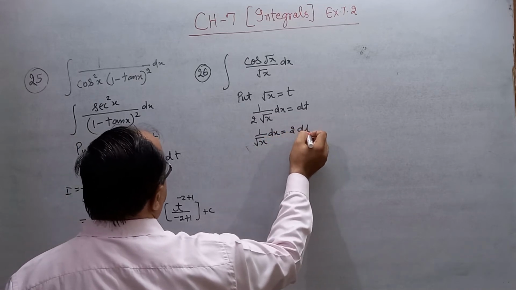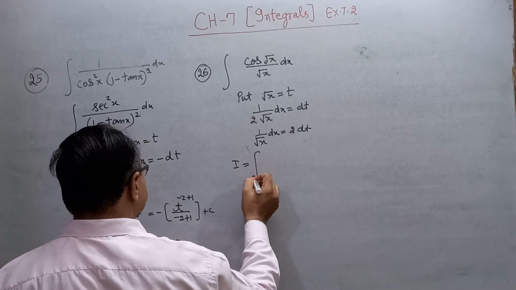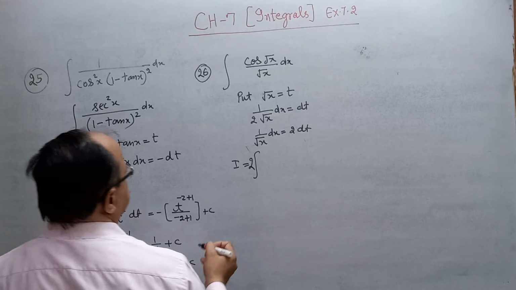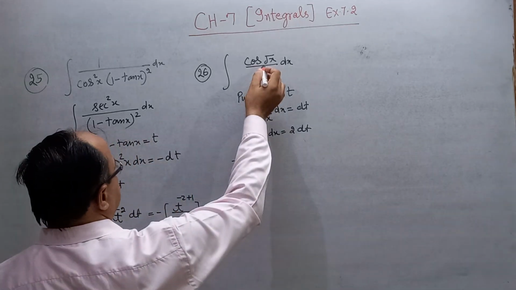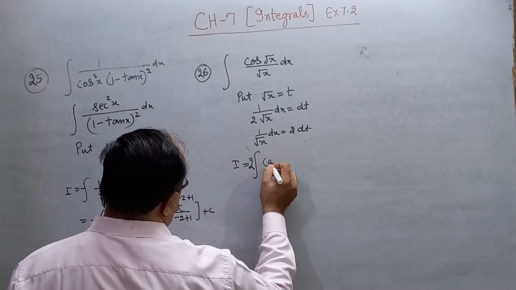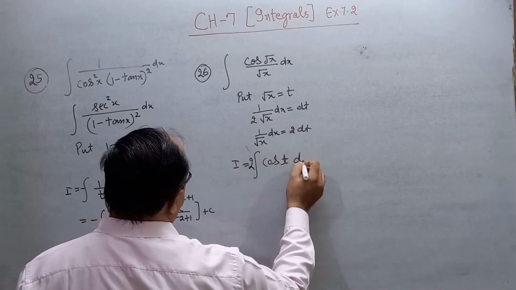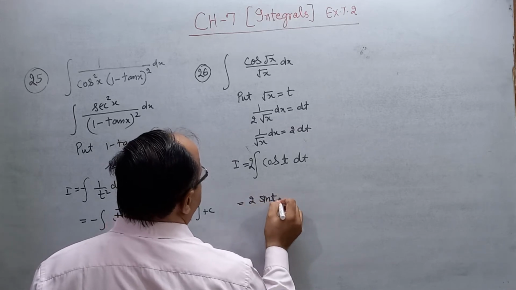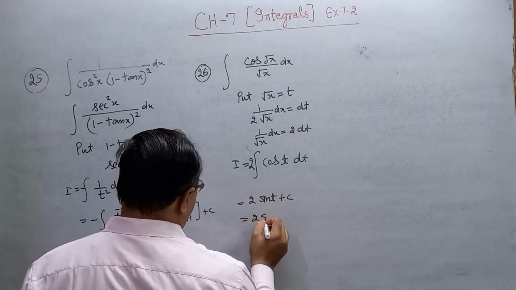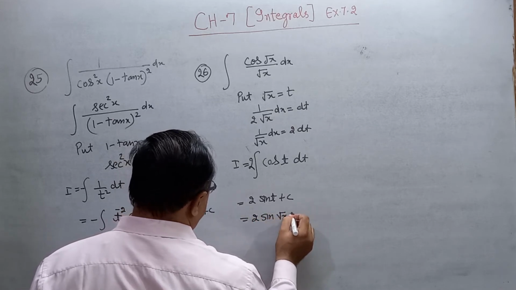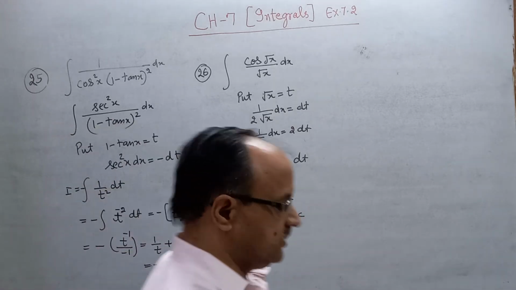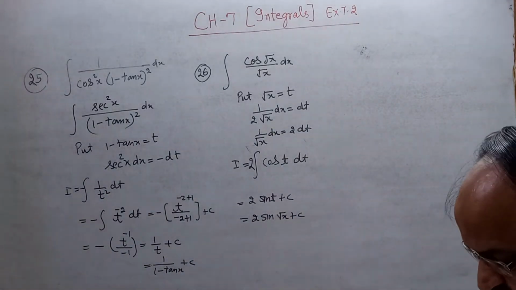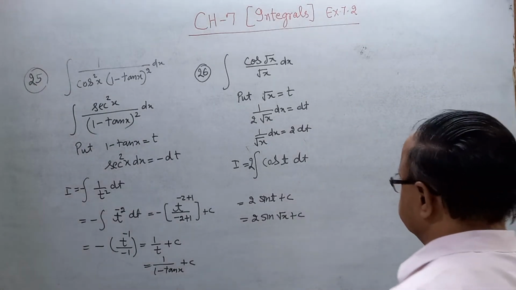You can write 2 dt, and you know that 2 outside, right, constant quantity always on the right side. And in place of root x you can write t, cos t dt, and the integration of cos t, you know very well, is sin t plus c. Put the value of t, that is root x. This is the answer. Clear? 2 sin root x. Correct?